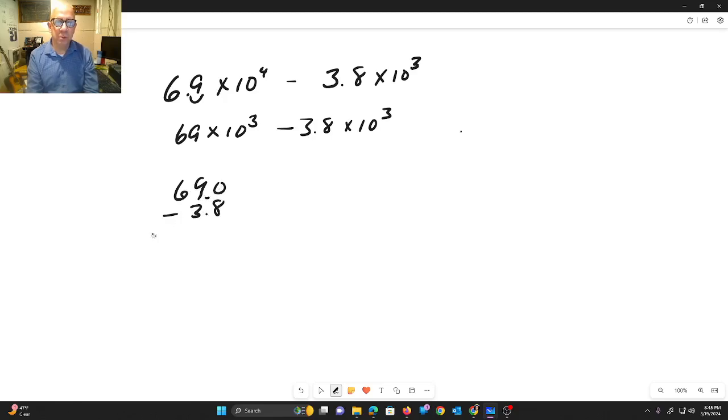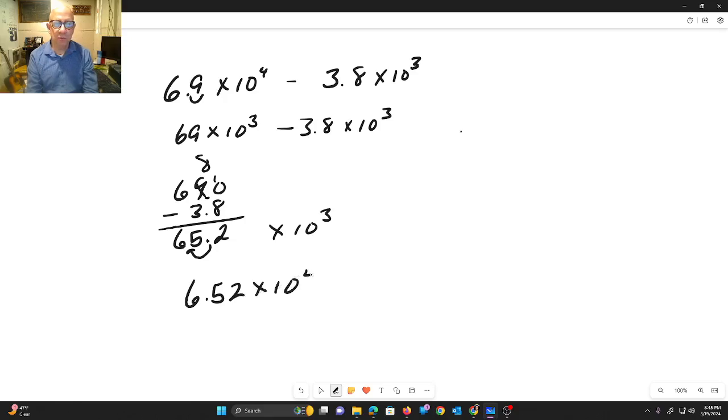So I have to put my 0.0 in there. So now I can simply subtract. 10 minus 8 is 2. 8 minus 3 is 5. 65.2 times 10 to the power of 3. I need to put this back into scientific notation, so the decimal has to be there. 6.52 times 10 to the power of 4.